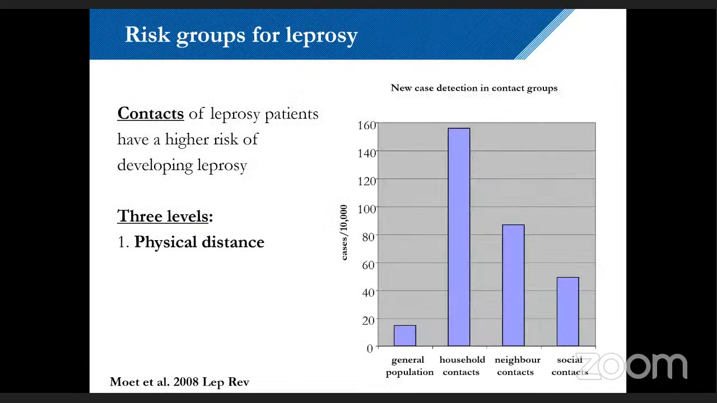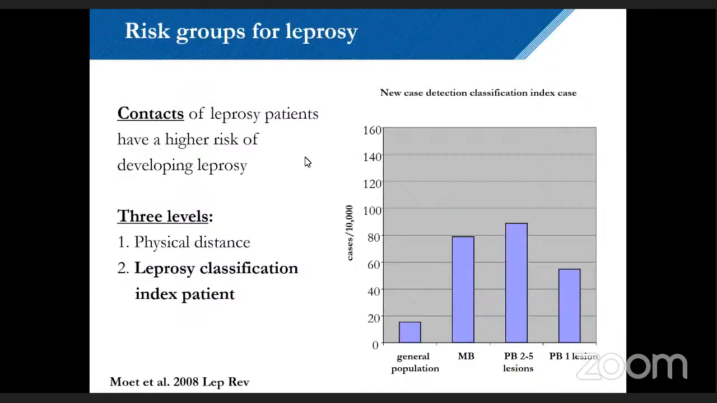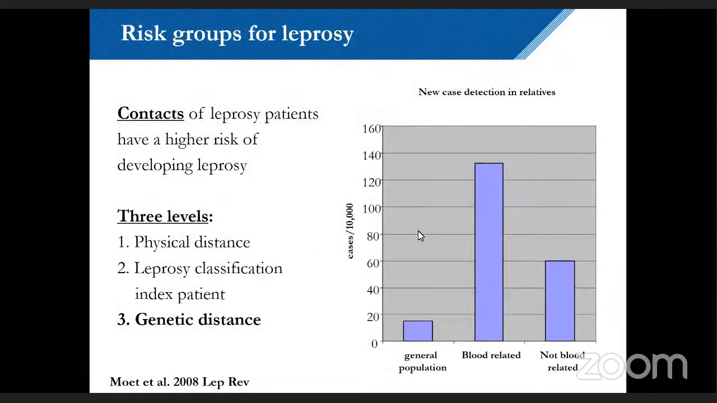So individuals that run a risk to develop leprosy can be identified as follows. Those who run the greatest risk are those that live very close to untreated leprosy patients, so household contacts or neighbors or people that have social interaction with a leprosy person. Furthermore, people that have contact with multibacillary patients or PB patients with 2 to 5 lesions have more risk of developing leprosy. And finally, those that are blood related, so genetically related, also have more chance of developing leprosy.